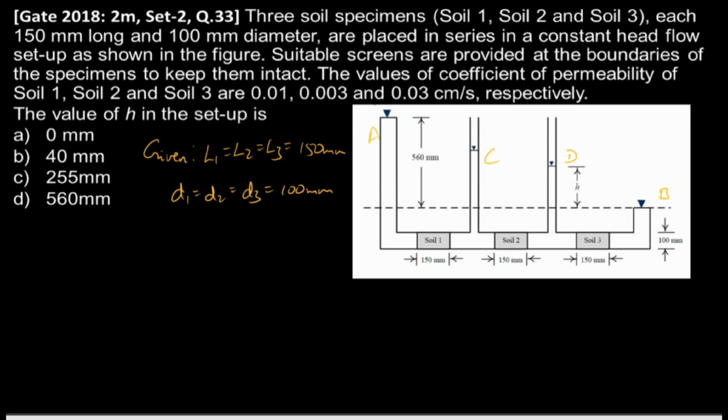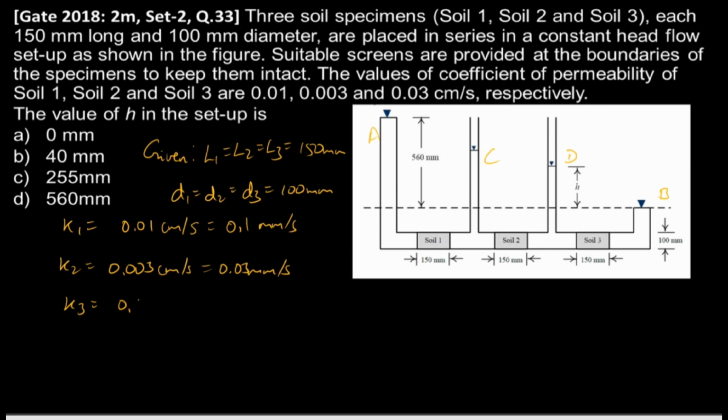Also they have given the values of the coefficient of permeability. K1 equal to 0.01 centimeter per second, which is 0.1 millimeter per second. K2 equal to 0.003 centimeter per second, which is 0.03 millimeter per second. K3 equal to 0.03 centimeter per second, which is 0.3 millimeter per second.